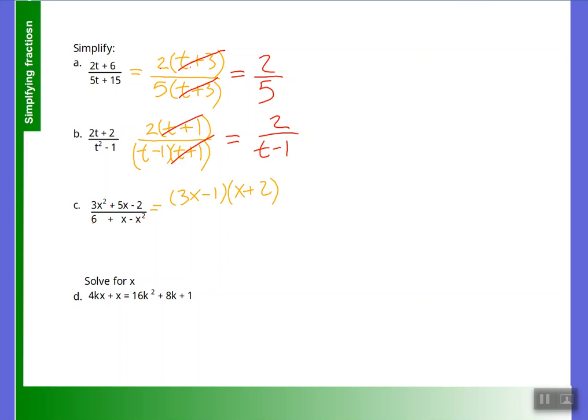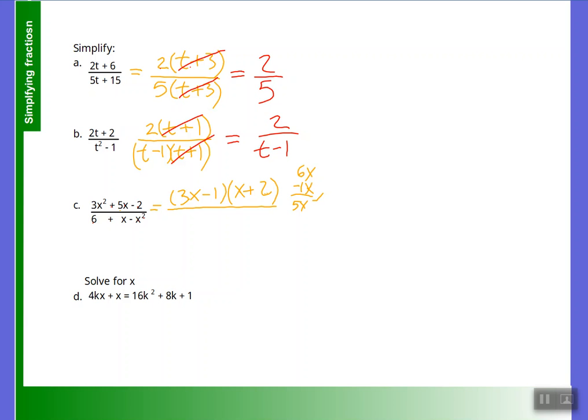Now, please forgive me. I'm going to double check this really quick. We know that 3 times x is 3x squared. That's good. Negative 1 times 2 is negative 2. That's good. I know 3x times 2 is 6x, and negative 1 times x is negative 1x. I add these together, I get 5x, so I know this works. That's our linear term. Okay, excellent.